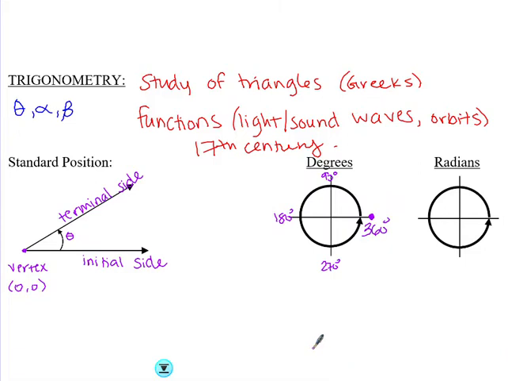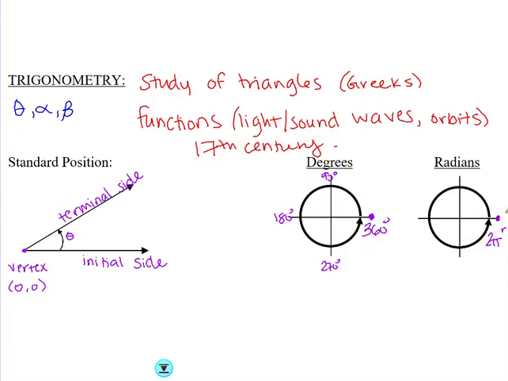Now, radians are in terms of pi, generally. If we start here on the positive x-axis as our initial side, there are 2 pi radians in an entire circle. And I'm going to use a little r as an exponent to represent radians for now. Later, we'll drop that and just assume that angles are in radians unless they are marked with the degree symbol.